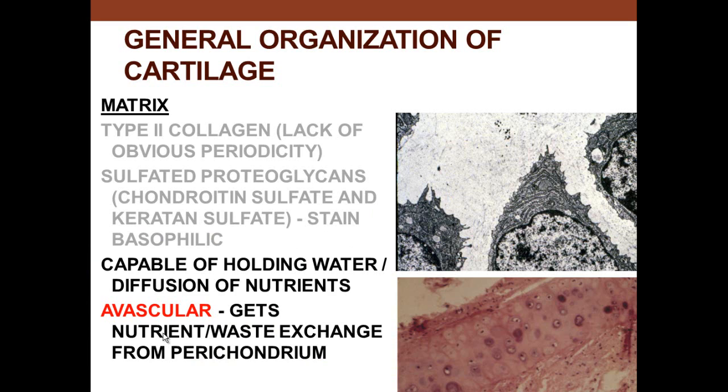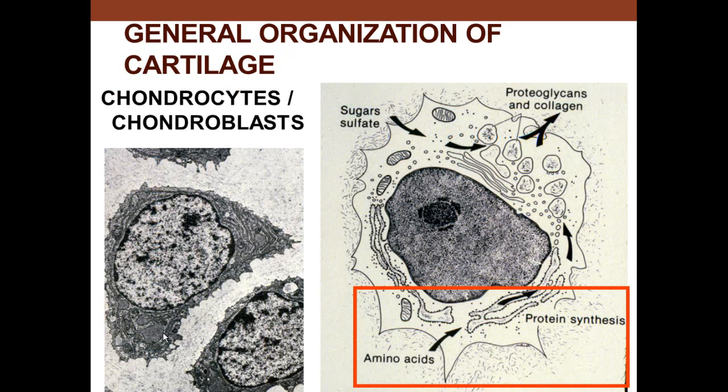As I mentioned, this matrix allows diffusion to occur, and also cartilage is avascular. As a consequence, it gets no nutrients from blood vessels. It gets its nutrients from the perichondrium and by diffusion of nutrients through the ground substance.